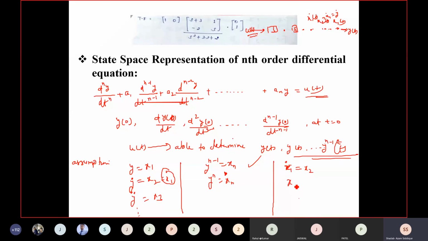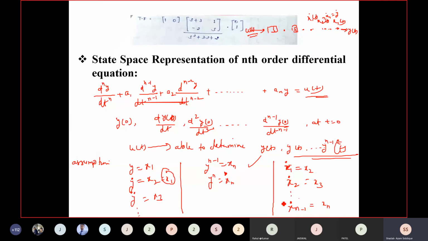What will happen? x2 dot is equal to, I am trying to correlate from this equation only. x2 dot is equal to y double dot, which is equal to x3 dot. So x2 dot is equal to x3. And similarly for xn minus 1 dot, xn minus 1 dot is equal to xn. I hope it is correct.